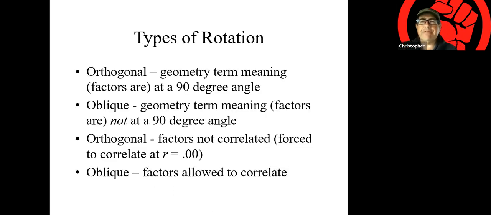All right, types of rotation. There are two general ways that we can rotate. The broad distinction here is between an orthogonal rotation. Orthogonal is a geometry term, meaning factors are at 90-degree angles from one another. Oblique is the other type of rotation. That's another geometry term, meaning that factors are not at 90-degree angles.